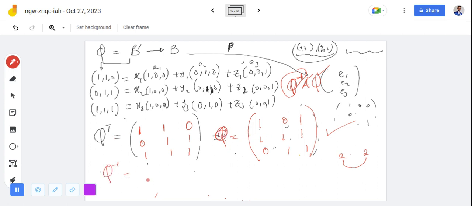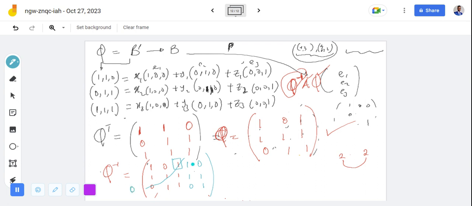I still want to use that Sarrus rule. I have 110, 011, 111. Then I will repeat the first and second columns: 110, 011. Then I'll look for the middle value here, and multiply this and this together.